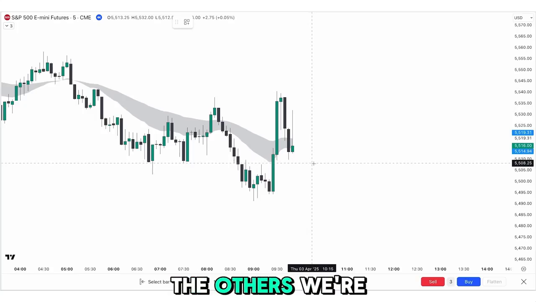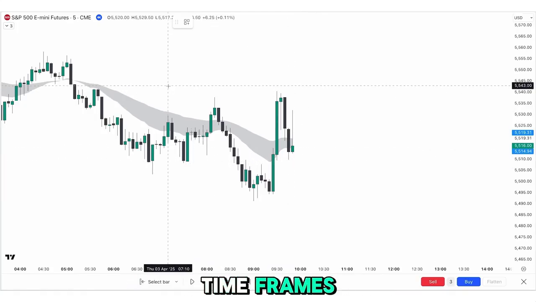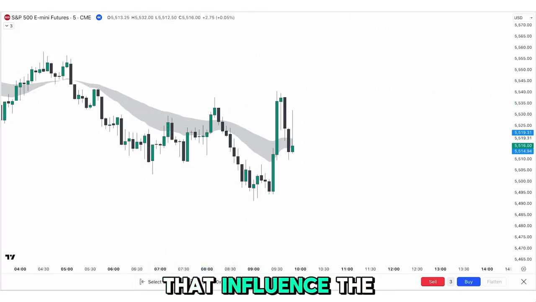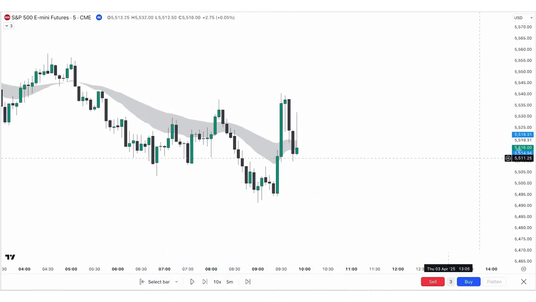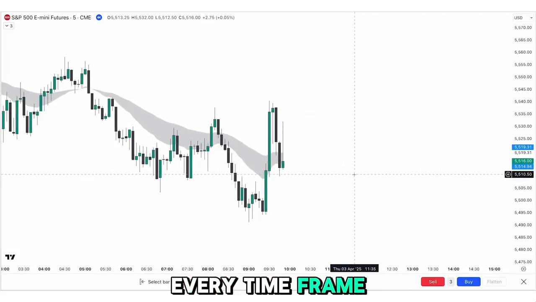And just like the others, we're seeing bearish structure again. It's not quite as clean as the higher time frames, but that's expected. There's more noise down here, more small movements that influence the cloud. But remember, this isn't a game of certainty. It's a game of probability. And so far, every time frame is pointing bearish.